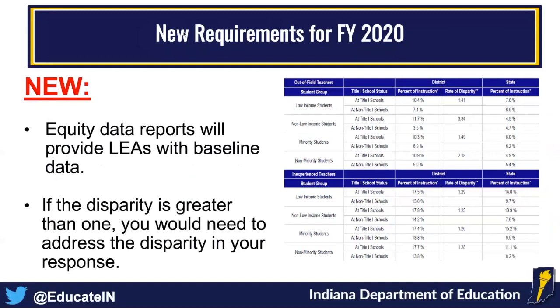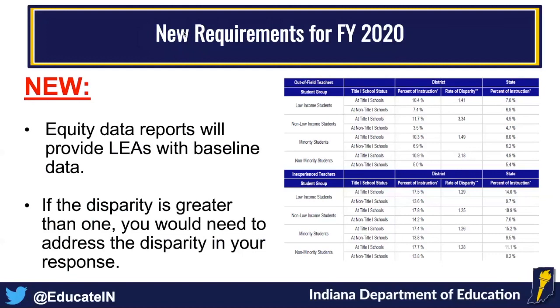Another new requirement in regards to ESSA and submission through the Title I grant is regarding the LEA's equity data for equitable access to effective educators across all types of schools and student groups. So very soon, the Department of Ed is going to be providing equity data reports to all LEAs that provides a snapshot of the equity data for out-of-field teachers, inexperienced teachers, but also effective and ineffective teachers.